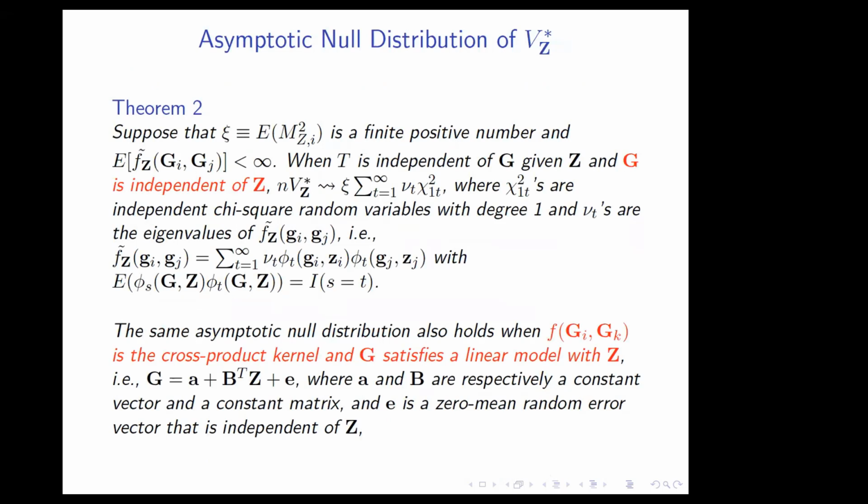We showed that under the null hypothesis that T is independent of G given Z, and G is also independent of Z, n times the previous weighted V statistic converges to this mixture of chi-square 1 distributions. Here zeta is the mean of the squared martingale residual, and nu_t is the eigenvalue of the function F tilde Z. When G is not independent of Z, as long as G satisfies a linear model with Z and F is the cross product kernel, then we can get the same asymptotic null distribution as above. In other words, our test can handle linear confounding.